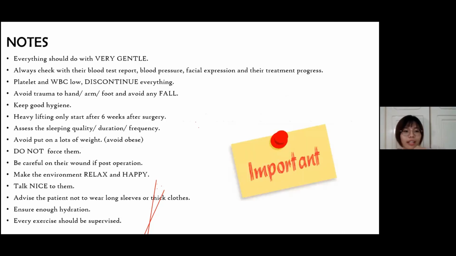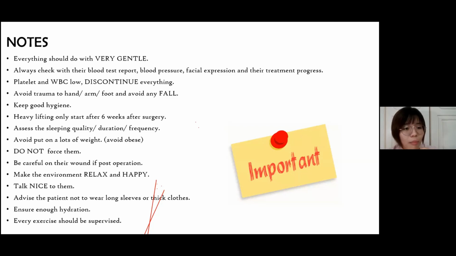Okay, so take notes. If a patient comes to physiotherapy, everything we do should be very gentle. We are not very specific on the intensity, but we always need to ask the patient to stay active. Always check their blood test report, blood pressure, facial expression, and treatment progress. If platelets and RBC are very low, we need to discontinue the treatment. When the platelet level is very low, they tend to have a bleeding tendency. When the RBC level is very low, they have a high risk of infection.